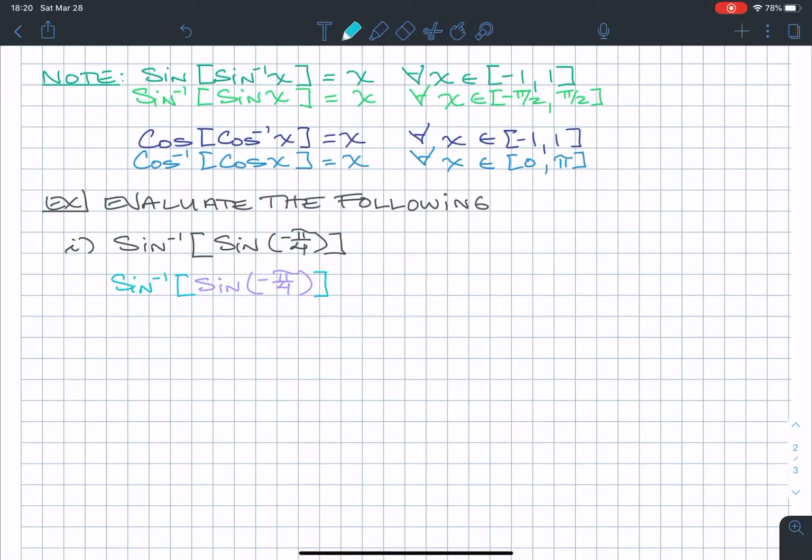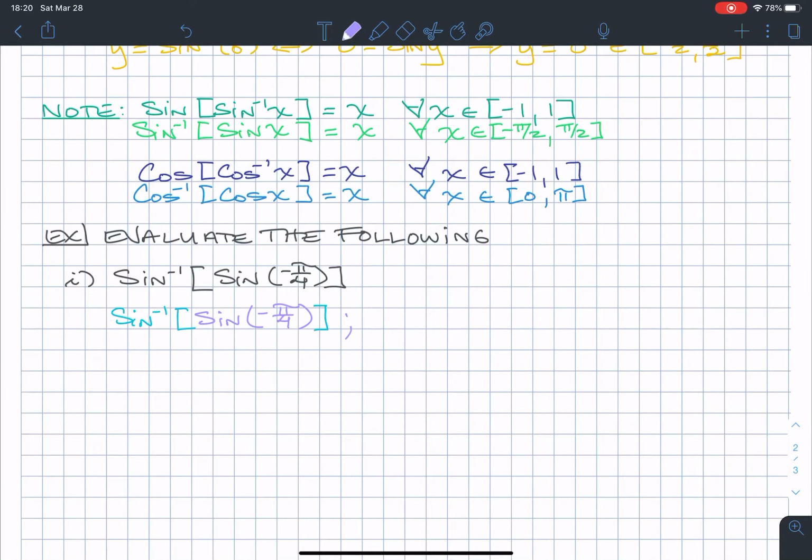Okay. Well, what do I want to know? I want to know that my value for x, because this is the second function up here, I need that my argument inside is between -pi/2 and +pi/2. Sorry, so is -pi/4 between the allowable domain -pi/2 to pi/2? And yes, it is, so we're okay.